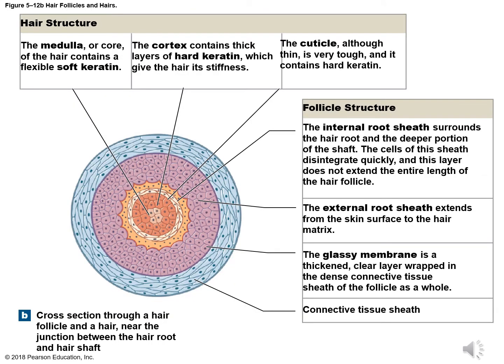In this diagram, we are seeing a cross-section of the hair and the follicles. We're going to see those concentric layers that go around in a circle, starting with the middle layer, which is the medulla, and then that is surrounded by the cortex, and then outside of that is the cuticle. Those all make up the hair itself. Then the follicle, which is epithelial cells, is made up of the internal root sheath, then the external root sheath, and then a nice glassy membrane on the outside of that, and then this is all embedded in a connective tissue sheath.